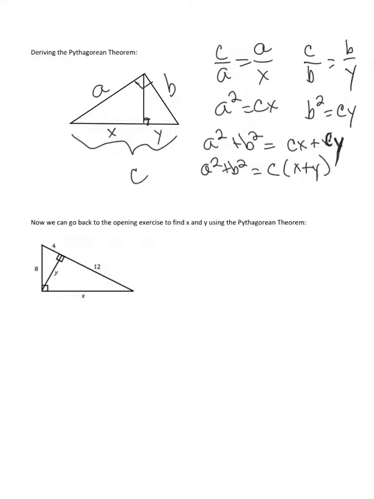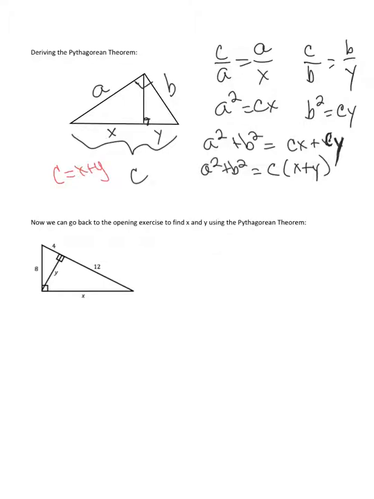Now let's go back again and look at our diagram. Here we see that c makes up the entire hypotenuse, but when I break up the hypotenuse in parts, I have x and y. So if I want to represent c, that's the same as x plus y. So let me write that down. C is equal to x plus y.